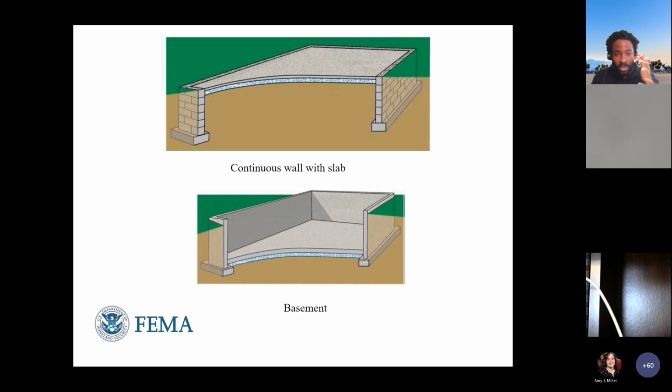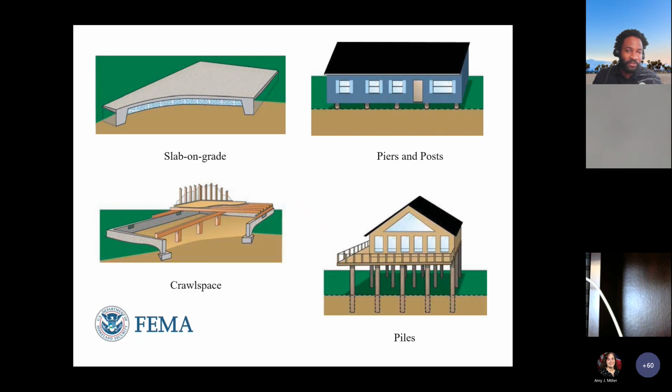So this is just showing you different pictures. You have your continuous wall with slab. What does that look like? What does a basement look like? You have your slab on grade in the upper left-hand corner. You have your piers and posts. You have your crawl space with your flood openings.